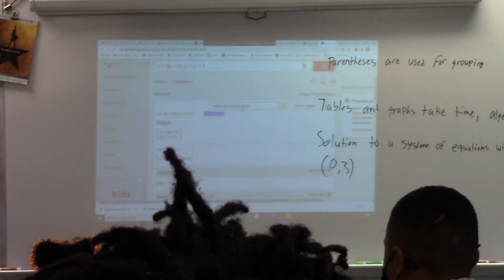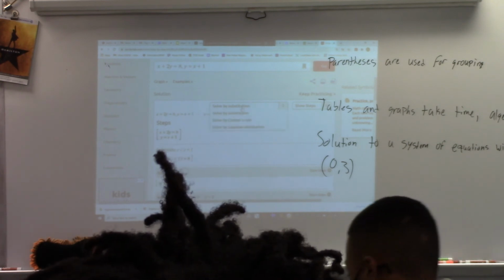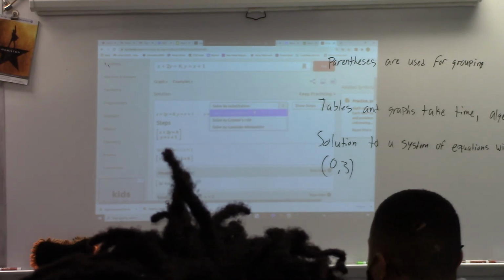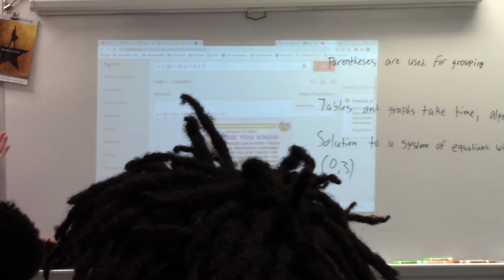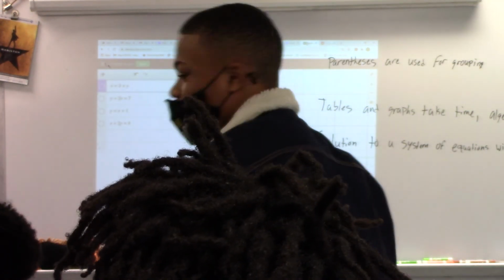Also, I do want to quickly note this because this will help you in the future. You see where it says solve by substitution? That's literally what we're doing. Did you see that there's a couple of other options here as well? Elimination, yeah, I don't ever do that one. Also, what could you do in Desmos?